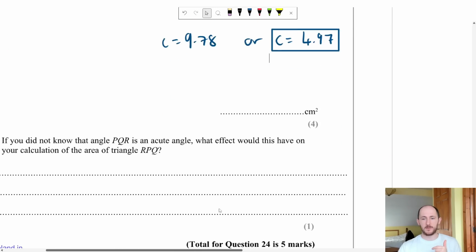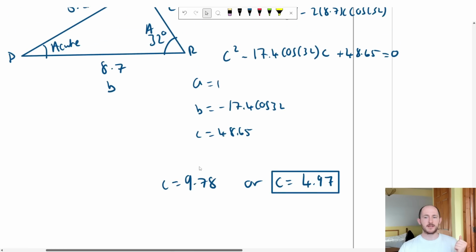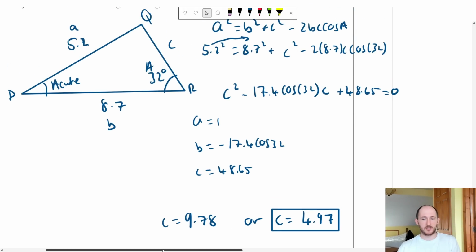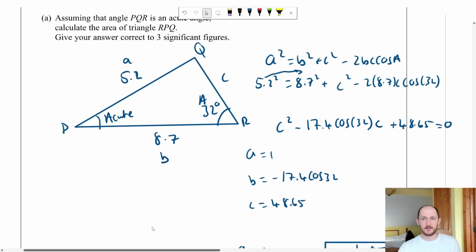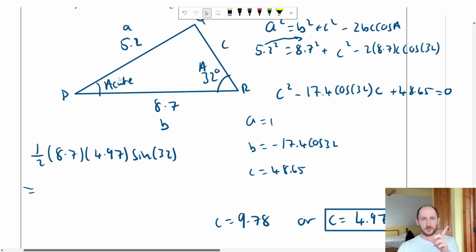So in part B, where it inevitably says, if you didn't know it's acute, what effect would it have? Simple. We would maybe use the other side. And if we use the other side, then of course that changes what the area is going to be. So the area now, half AB sine C, is a half. A is, let's say, 8.7. C is the 4.97. Sine 32.